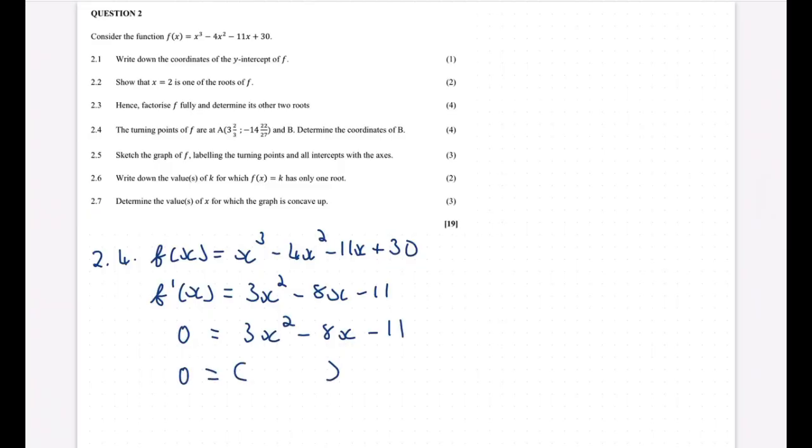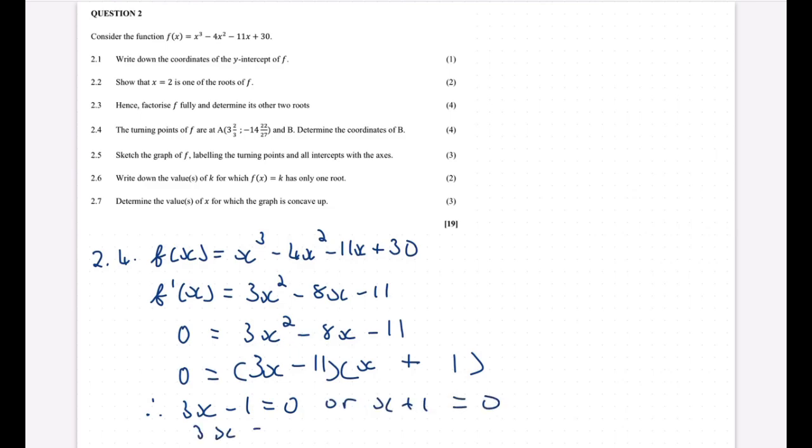Now, in order for us to solve for x here, we can factorize this side. We're going to put here 3x and x. We'll put 11 here and 1 there. We'll have a minus here and a plus there. Now this then tells us that therefore 3x minus 1 is equal to 0 or x plus 1 is equal to 0.